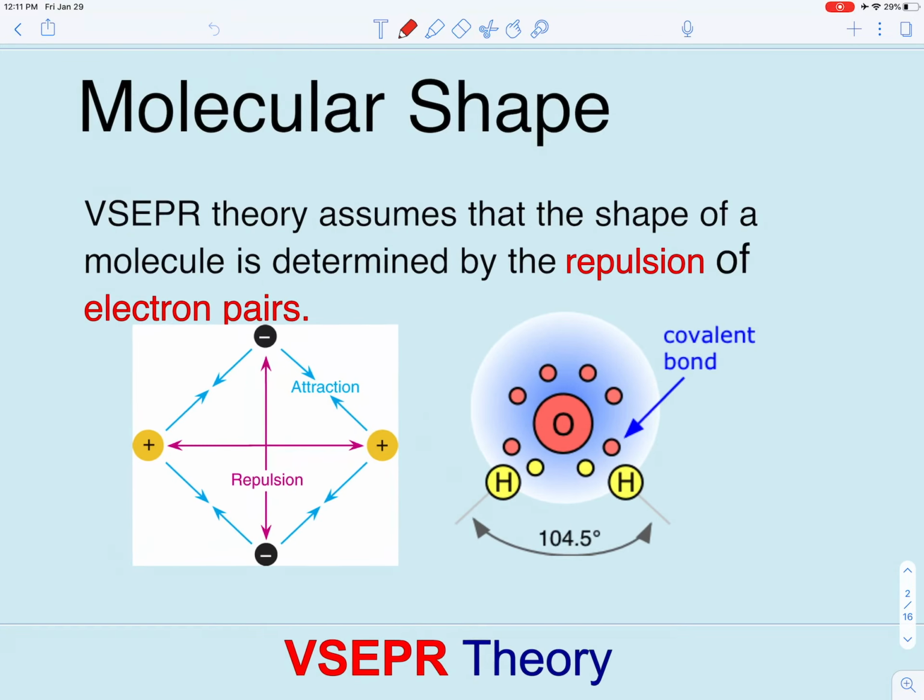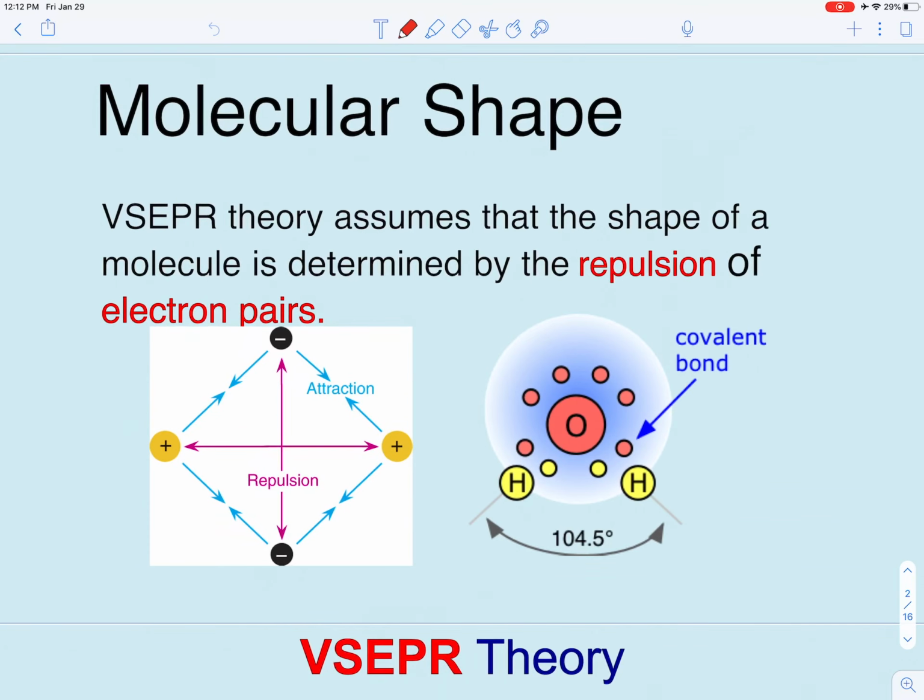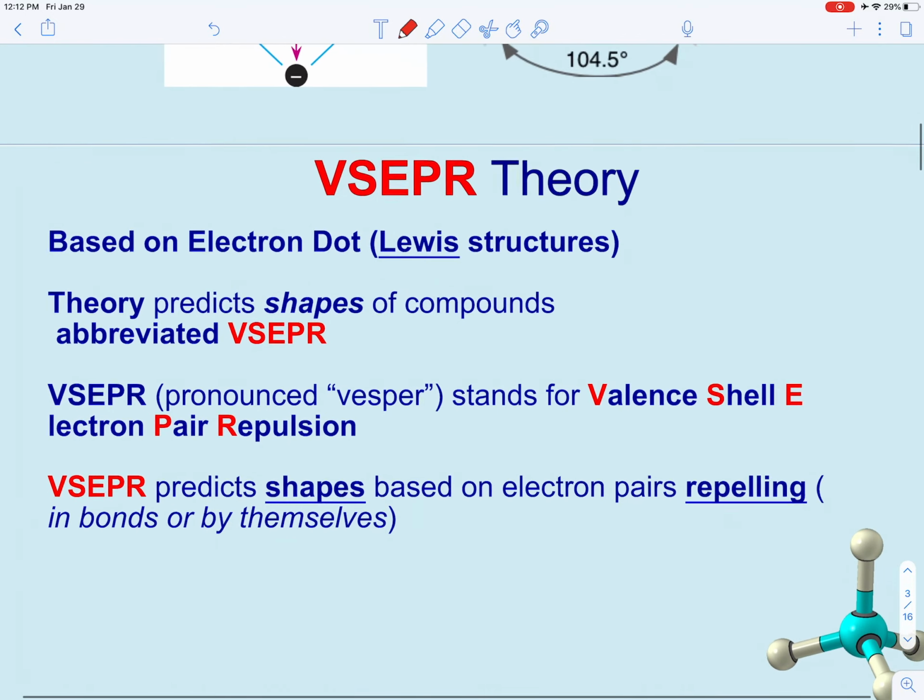Well, it's based off the idea that electrons don't like to be near each other, right? They're actually going to push each other away. And so when they push each other away, that's going to affect the shape of our molecules. Okay, so the shape is determined by the repulsion of electron pairs. Okay, so let's take a closer look here.